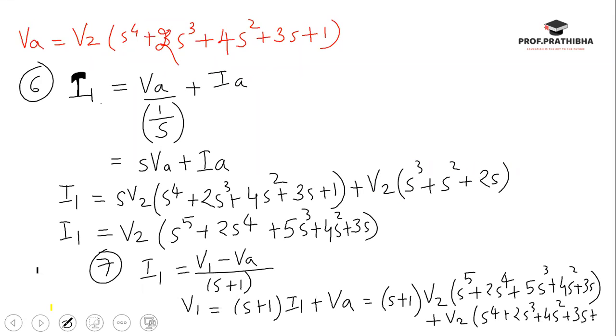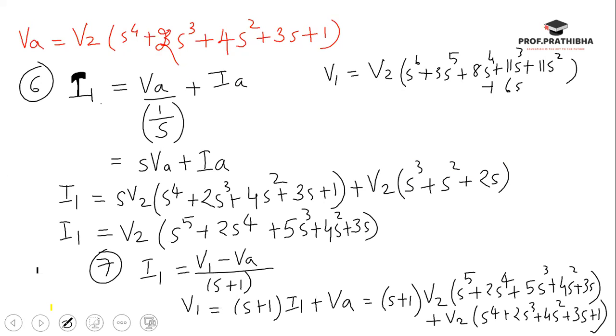plus 1. So you understand that when the loop increases, obviously the equation will go a little bigger. That's nothing to be worried about. But now the question arises, okay, I'm going to get V1 equal to V2 times something, right? Whatever that equation is going to come. And it's a very big equation. So you'll get something like S raised to 6 plus 3S raised to 5 plus 8S raised to 4 plus 11S cube plus 11S square plus 6S plus 1. Such a big equation comes.